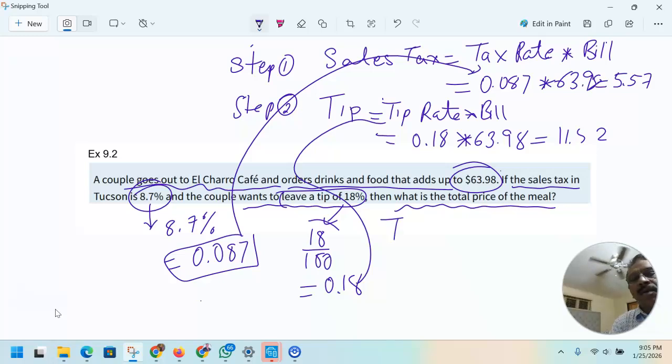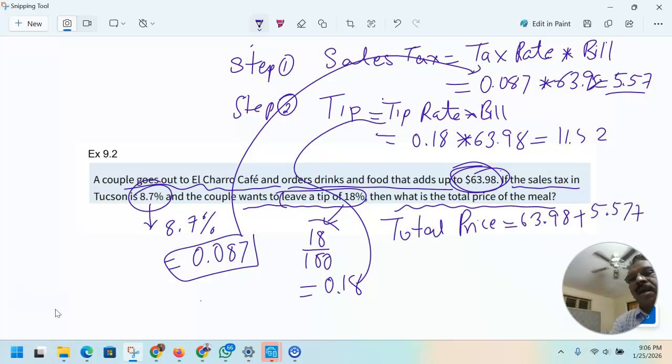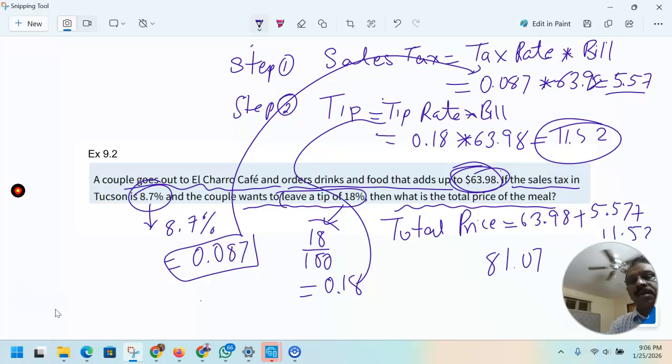And finally, you have to find the total price. The total price is the original price, that is 63.98, plus the sales tax, which is 5.57, and then you add 11.52. You add up all these three and you get 81.07. I hope that helps. Let's move on to another.